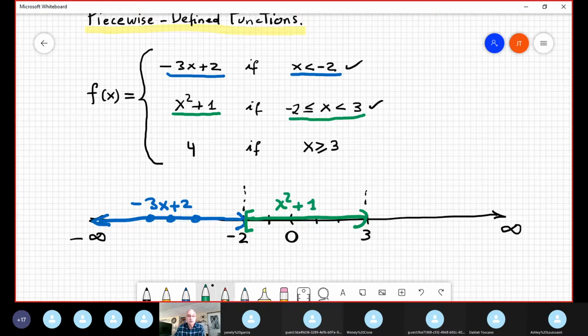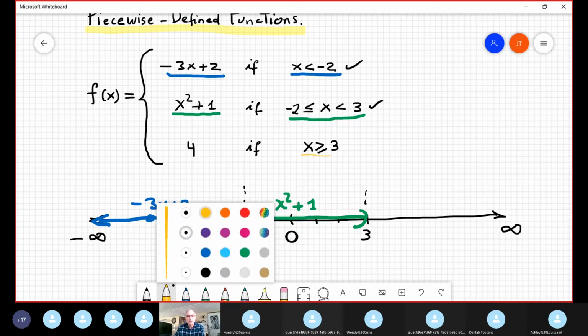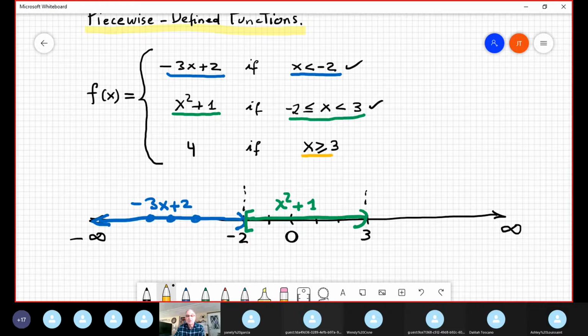Finally, let me use another color, maybe yellow. So you have inside this interval, by the way, this interval is bracket 3 to positive infinity. We're using this expression, which is just 4, so y equals 4, or f of x equals 4. So now the process is easy.